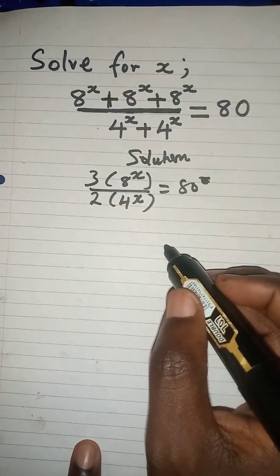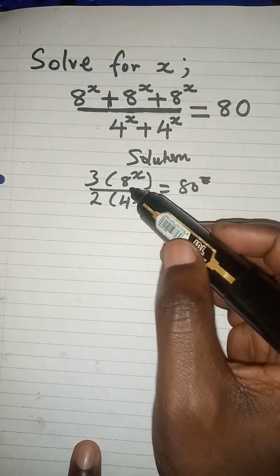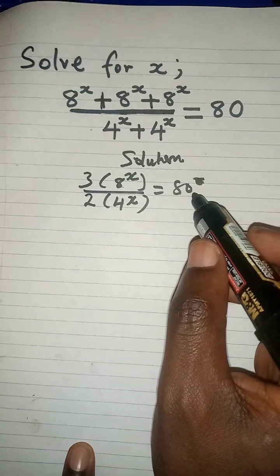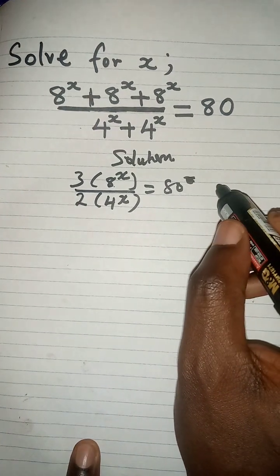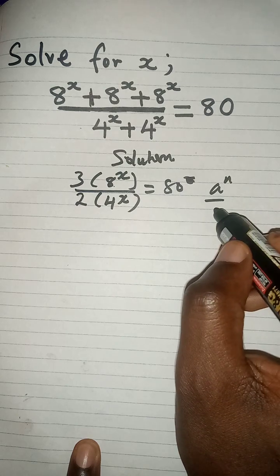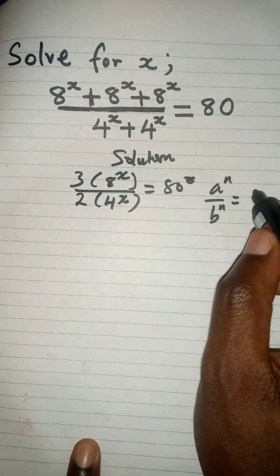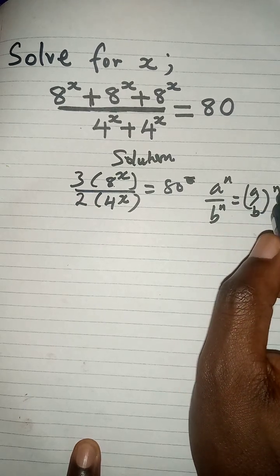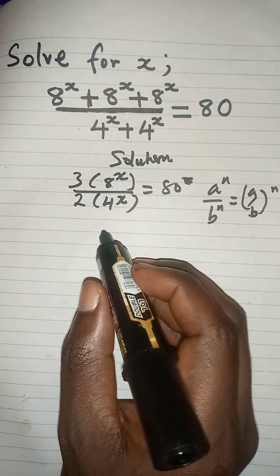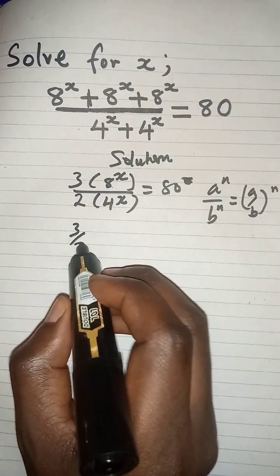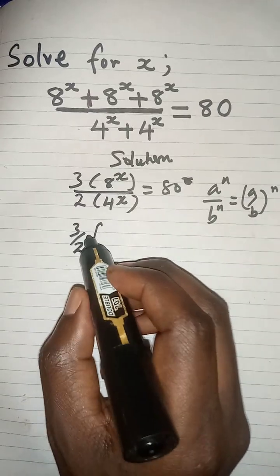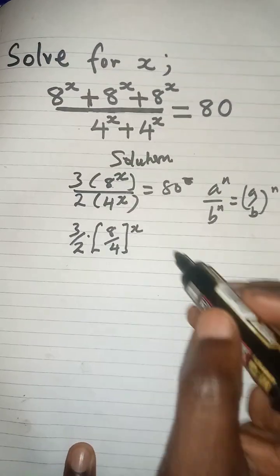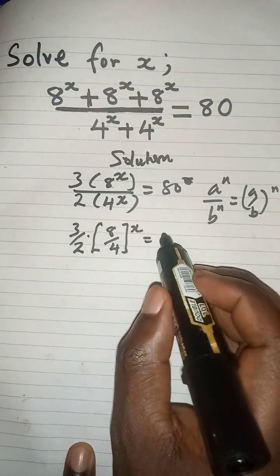Well, at this stage, I have 8^x and 4^x. Then you're going to recall that if you have a^n over b^n, then this is going to be written as (a over b) raised to n. The power comes outside. So applying that here, I'm going to get 3 over 2 multiplied by now (8 over 4), and then I take the power outside, should be equal to 80.